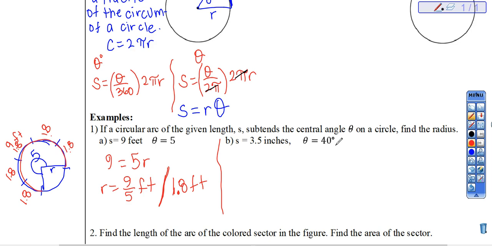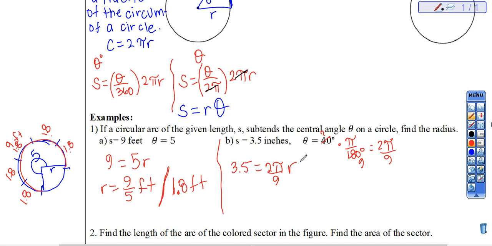S = rθ? Somebody spoke up, so that's what we're going to do. We're going to convert our theta from degrees to radians. Do a quick little cross simplification. 20 goes into both of those 2 times, so that would be 2 pi over 9. So that's what theta equals in radians. So that's a quick conversion. It's not difficult to use, and then I could go back and do S = rθ, because now I have my theta in radians. So 3.5 is equal to 2 pi over 9 times r.